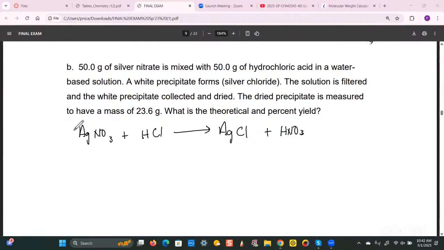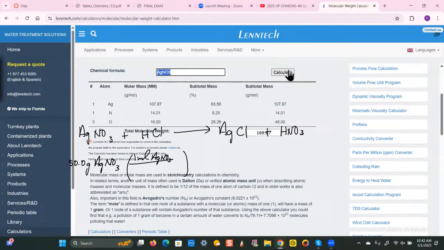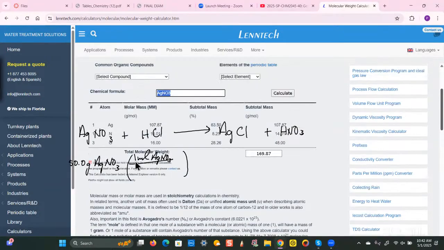So the next step would be to find out which is the limiting reactant. So to do that, we start off with the 50 grams of the silver nitrate. We have to convert that to moles. So 1 mole of AgNO3. And down here, we're going to get the molar mass. So again, let me do the calculation with my calculator: 169.87.